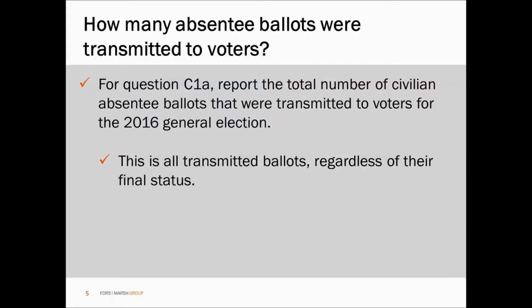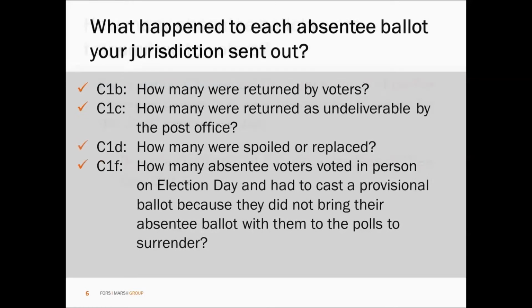So Section C begins with question C1A, which is asking you to report the total number of ballots that were transmitted to voters. This is all ballots that you transmitted regardless of their final status. So any absentee ballot that was sent to a voter should be recorded in question C1A. So then in questions C1B, C1C, and C1D, you'll be reporting the number of ballots that were returned by voters, the number that were returned as undeliverable by the post office, and the number that were spoiled and replaced.